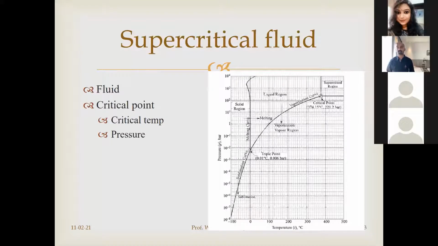So as a student, when we are trying to understand supercritical temperature as well as supercritical pressure, इसका importance, इसका significance क्या है, that we need to understand.